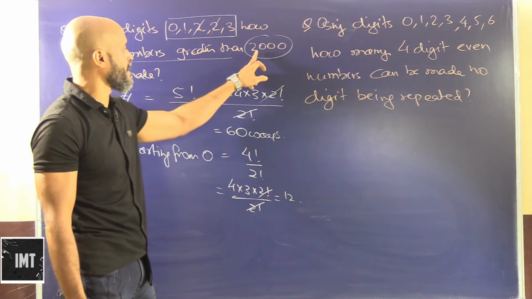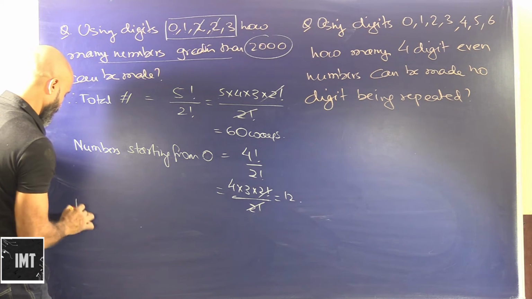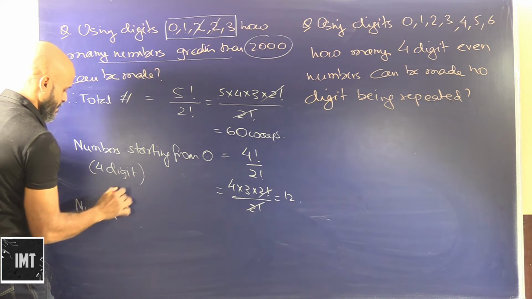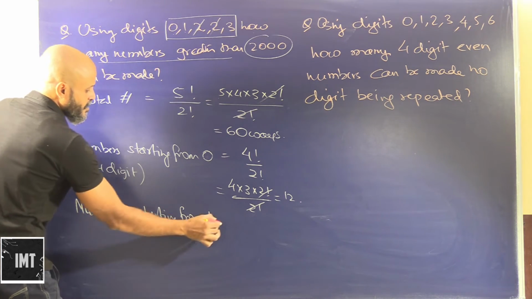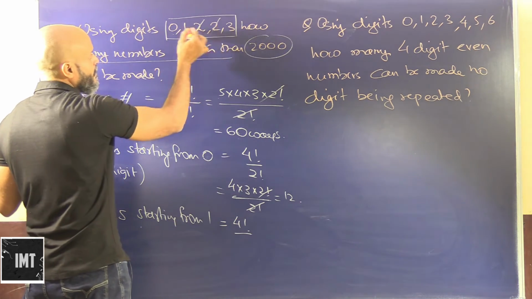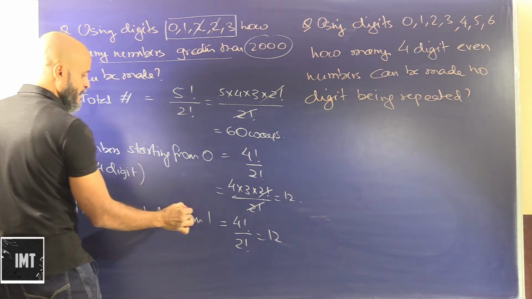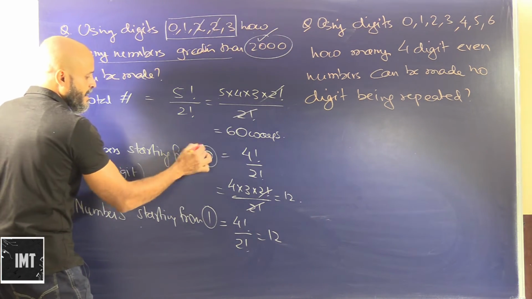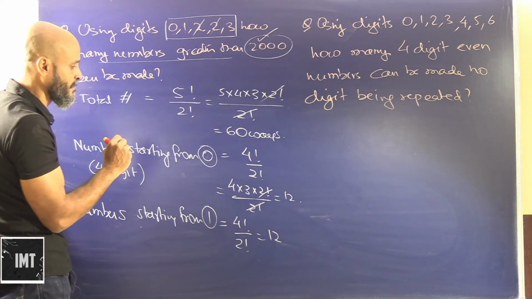And again this has to be greater than 2000. So obviously all these are basically 4-digit numbers, numbers starting from 1. In that case what we will have is again the same thing, factorial 4, we will be left with 0, 2, 2 and 3 to fill with, again factorial 2, so this will be 12 ways. So we cannot have numbers starting from 1 because all numbers have to be greater than 2000, and we cannot have numbers starting from 0 because if the number starts from 0, then obviously it will be a 3-digit number instead of a 4-digit number.